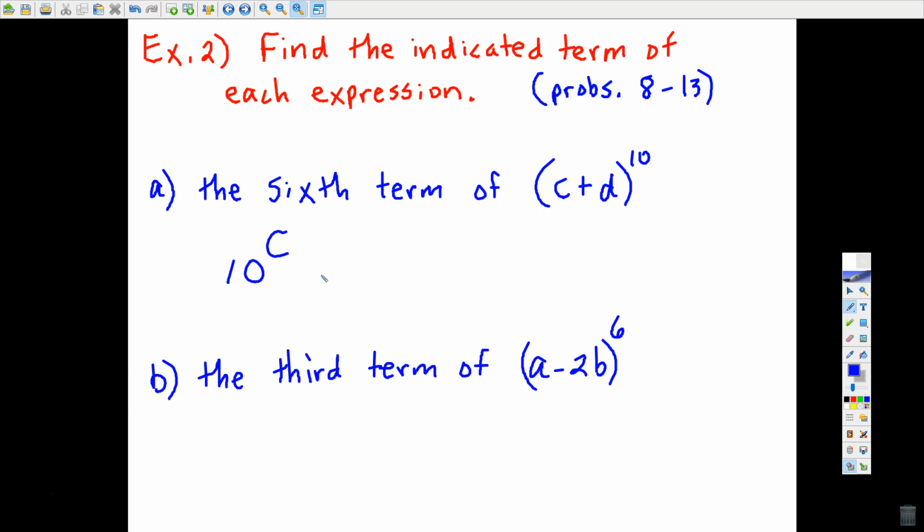Okay, hold on. My bad. If you'll just hold your questions for just a second until I get through the example.